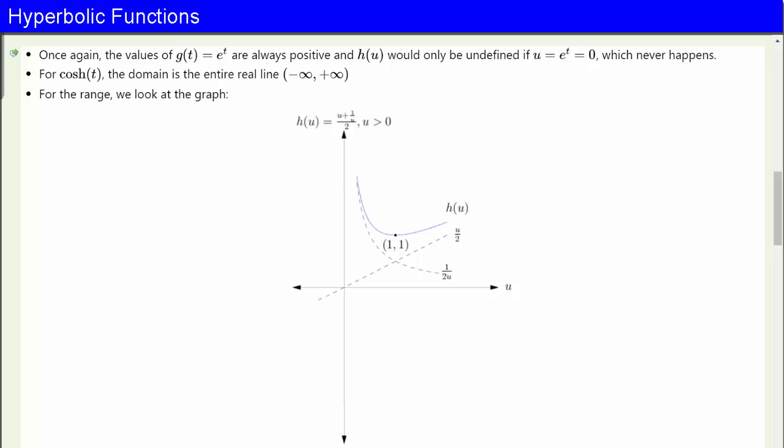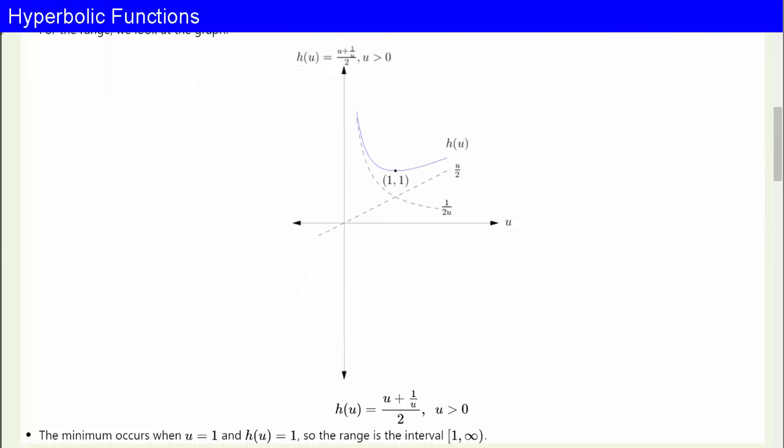For the range of cosh t, you have to graph the function h of u, which again is u plus 1 over u divided by 2. Locating the minimum value is easy if you know calculus. If not, you can do some work with a graphing calculator to intuitively convince yourself that the minimum of h of u occurs when u is 1 and h of u is 1. From this we know that the range of h of u for u positive is the interval from 1 to infinity, including the point 1, and that will be the range of cosh t.